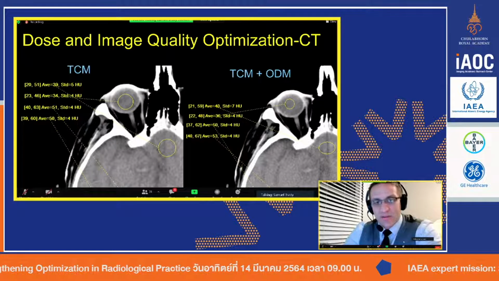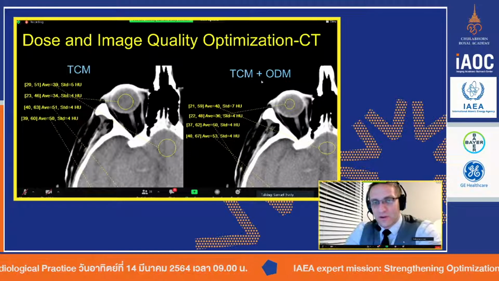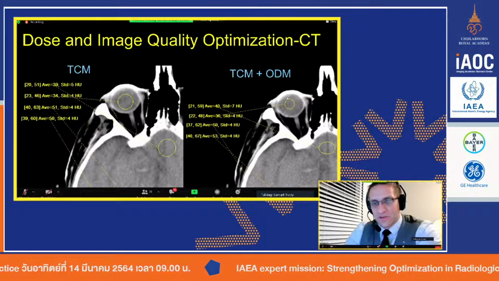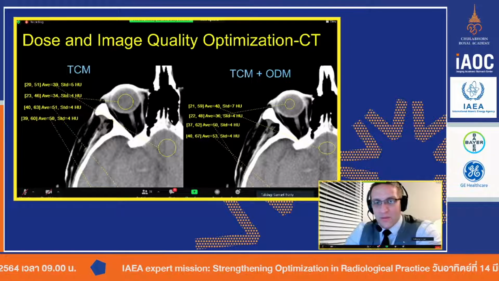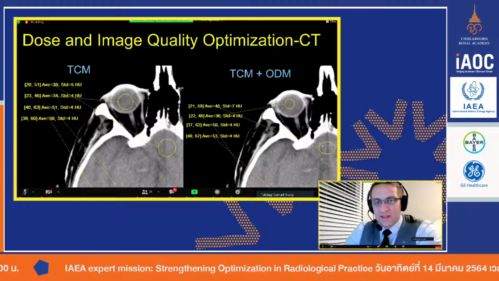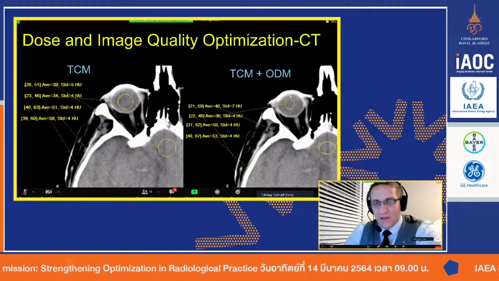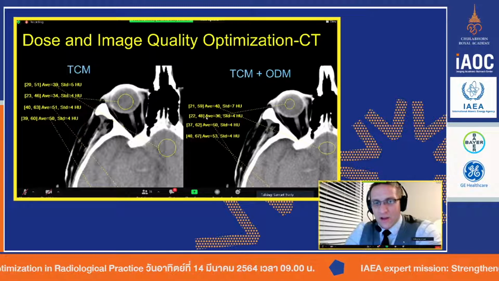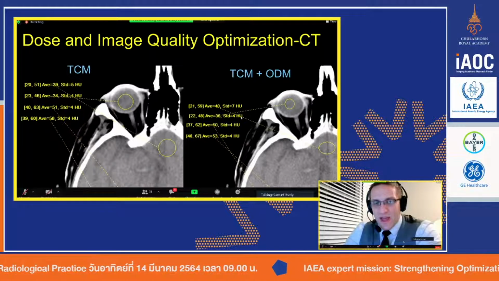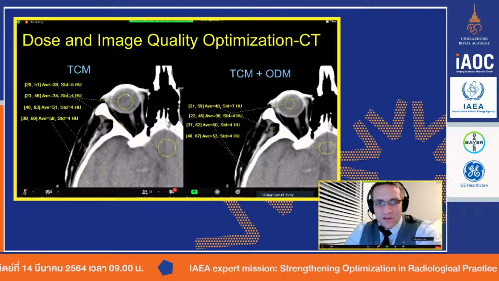This was a cadaver that we scanned, and we asked that question. Does tube current modulation plus organ dose modulation reduce the image quality compared to here? Now, one may argue that it is slightly more noisy, for example, here in the orbit. And the answer is, when you draw the ROI, the Hounsfield unit, the noise is 4 Hounsfield units here, and over here it's 4 Hounsfield units.